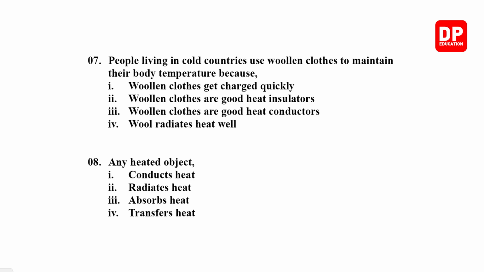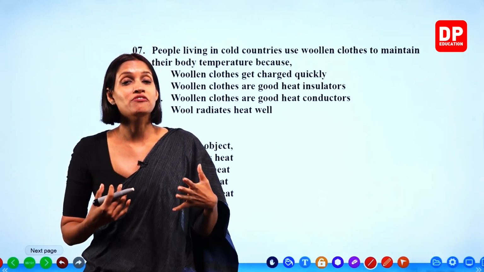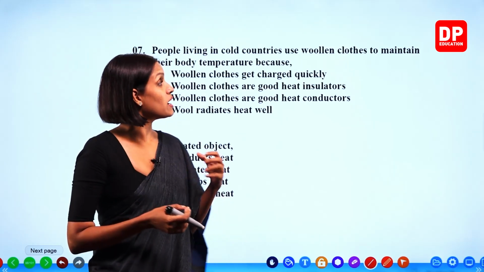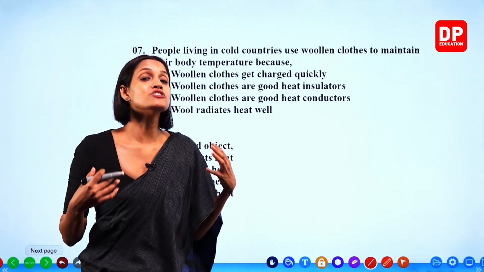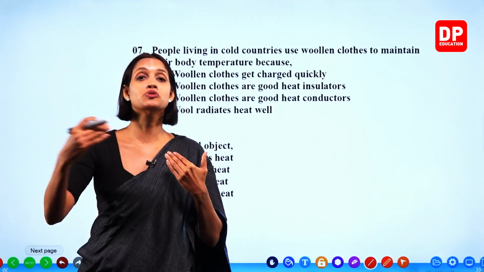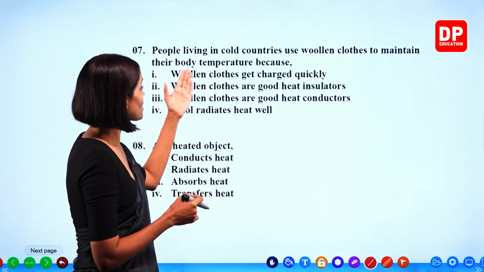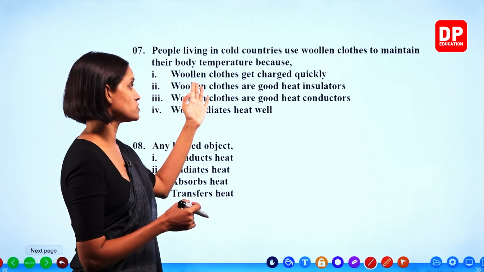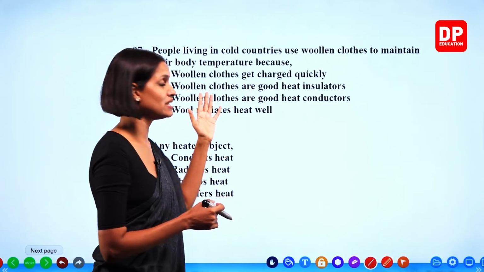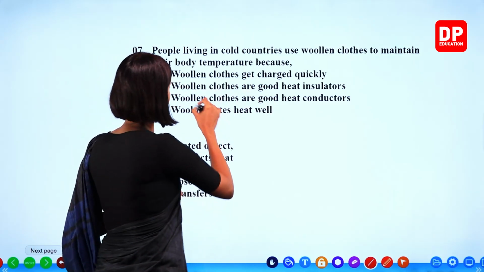Number 7. People living in cold countries use woolen clothes to maintain their body temperature, because to protect their body temperature, they have to wear clothes made with heat insulators, right? So wool clothes are good insulators. Therefore, it will protect. It will not let heat pass through it. Okay? Woolen clothes get charged quickly. Woolen clothes are good heat insulators. Woolen clothes are good heat conductors. Wool radiates heat well. Answer number 2, because they are good insulators.